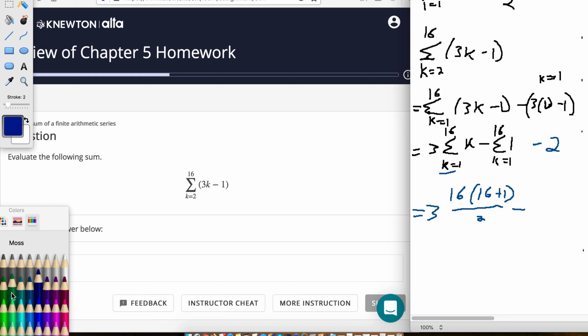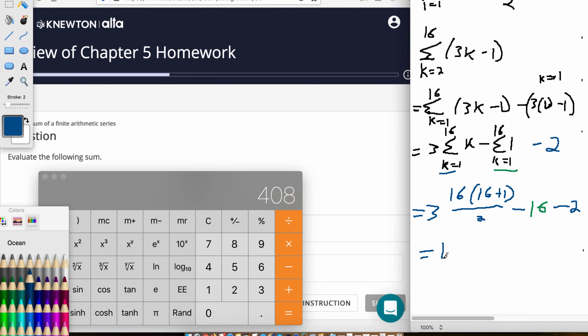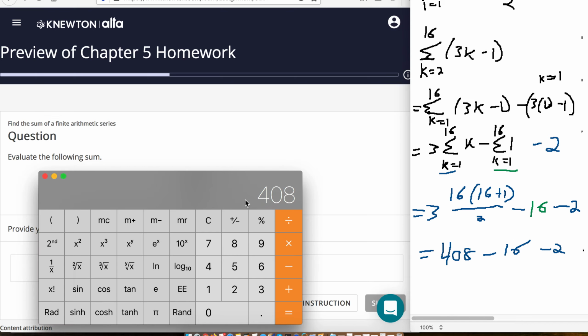Now, this part right here is asking you to do the sum from k equals 1 to 16 of 1. Look, it doesn't change. It doesn't have a variable in here. It's 1 plus another 1 plus another 1, 16 times, right? So if you add 1 to itself 16 times, that's like saying 1 times 16. And there's that minus 2 that we had trailing at the end. Okay, so let's figure out that fraction. That's 408, this term right here. And still subtract that 16, subtract that 2. So we got 390.